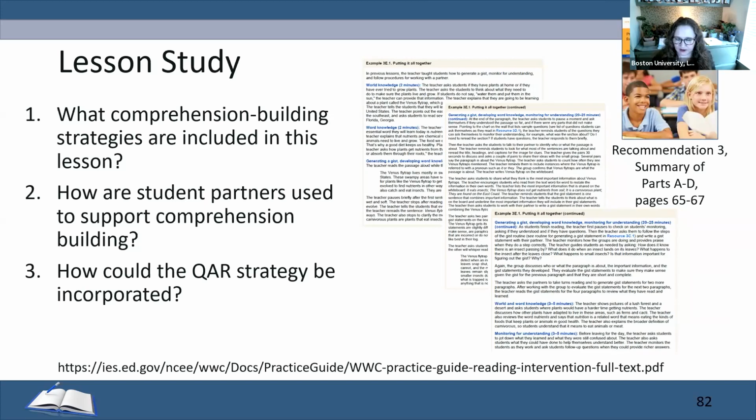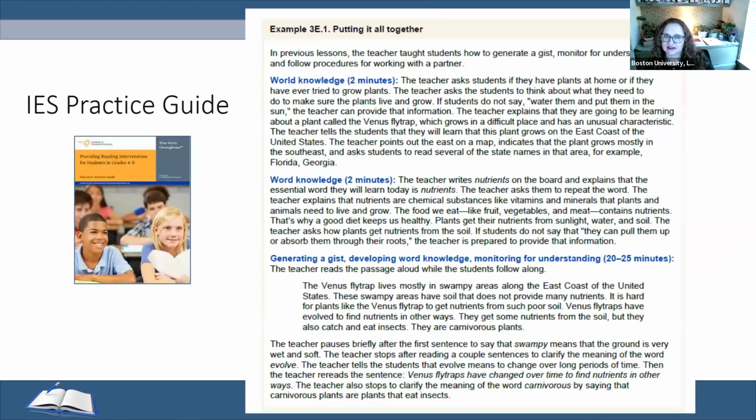Partner work is important here, and you can look for it. And then finally, QAR isn't used as a strategy, but you can certainly go back and look at this lesson from that perspective. So it's really nice. Even with, you would see here, the time breakdowns are included in this.